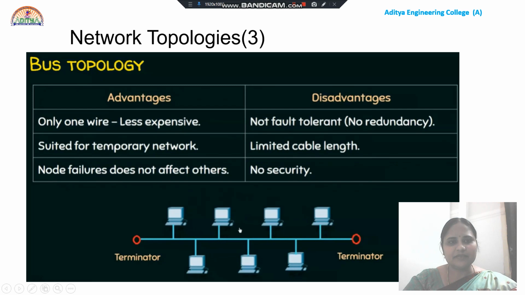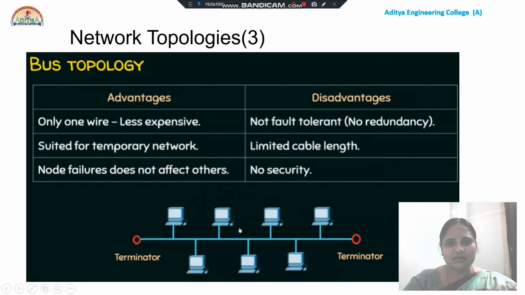There are some advantages and a few problems when using a bus topology. Only one wire is required, it is very inexpensive, and the physical arrangement of a bus topology is very easy. For smaller networks or temporary networks, it is well suited. And even if some node fails, for example node A here, this is not going to affect the other nodes. These are the advantages of bus topology.